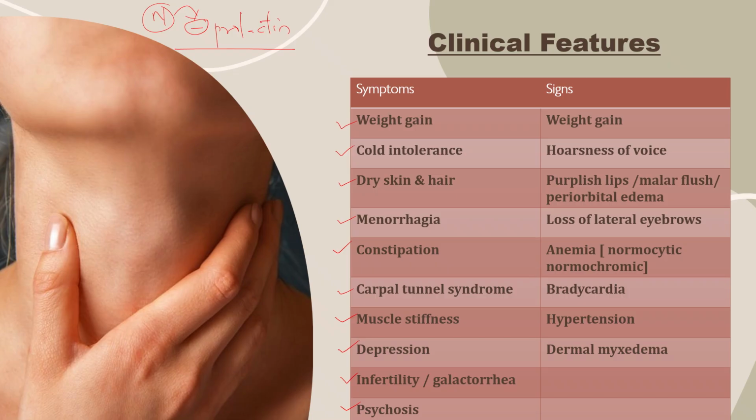What are the signs you can detect in a patient with hypothyroidism? Weight gain, hoarseness of voice, purplish lips, malar flush, periorbital edema, loss of lateral eyebrows, normocytic normochromic anemia, bradycardia, hypertension, and pretibial myxedema.